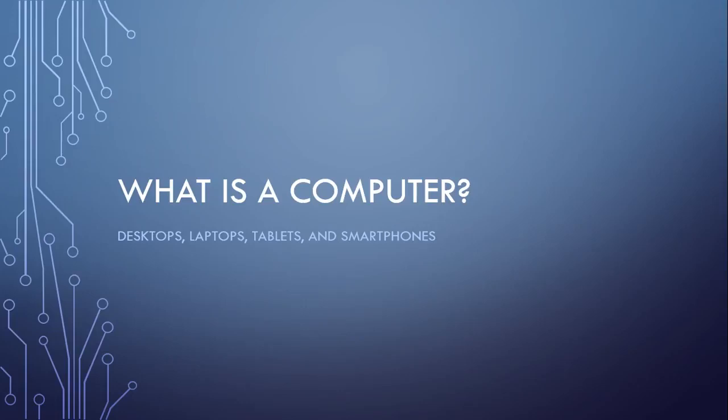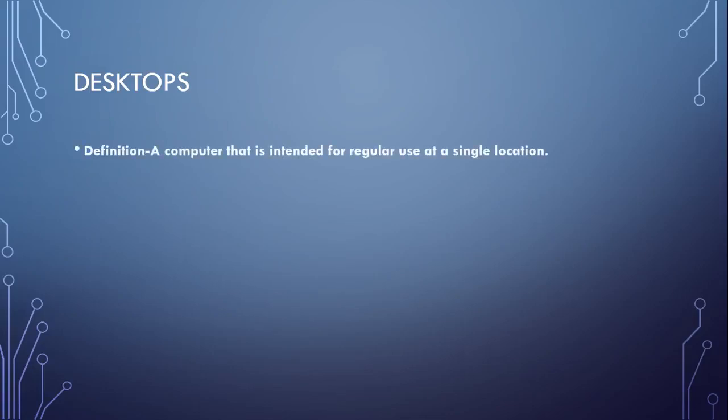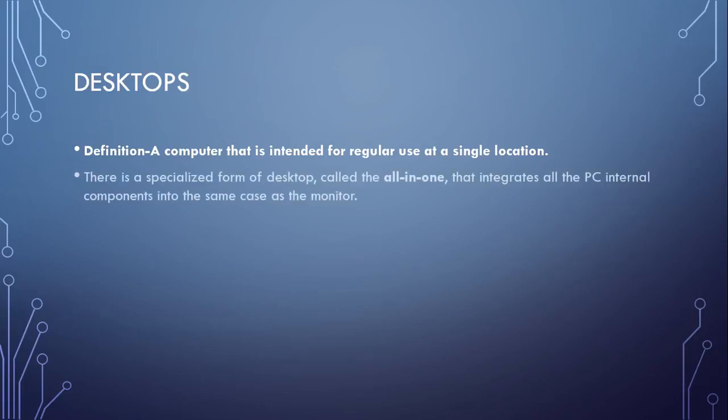And welcome, students, to our last lesson in our topic of what is a computer. Today we're going to define desktops, laptops, tablets, and smartphones. So let's start off first with the most obvious, which is that of a desktop. Our definition of a desktop is a computer that's intended for regular use at a single location.